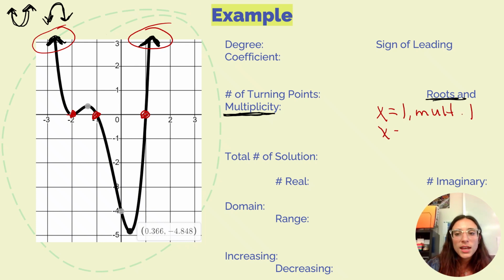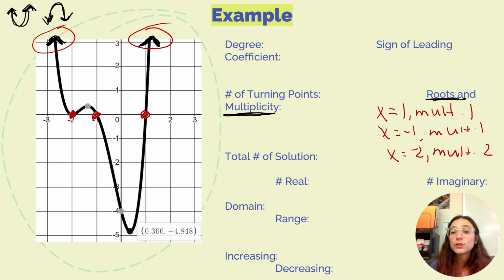Then we have negative 1. We cross through, so it's also a multiplicity of 1. But over here at negative 2, we bounce. So at negative 2, we have a multiplicity of 2. So if we count 1, 2, 3, 4, we should have a degree of 4. So that is our degree.